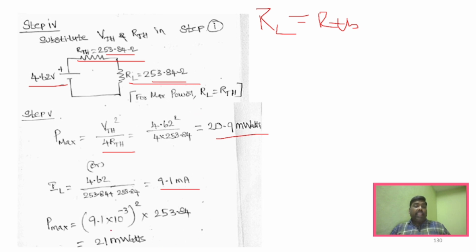We can also calculate power in this way, that is current I square into R. I square into R, where R will be RTH. Right, you can also calculate that, but the power will be a little different, 21 milliwatt. Right, a small difference will be there. So it is the same steps we have to follow. The only difference here is that at last you will calculate power using the VTH and RTH values.